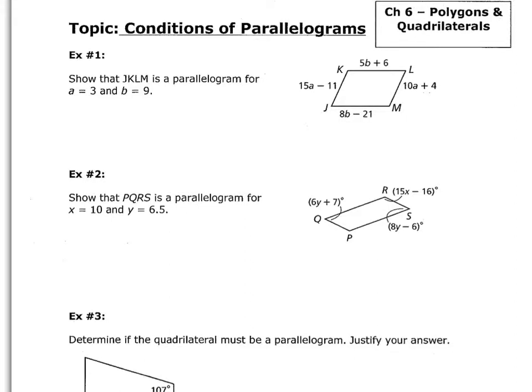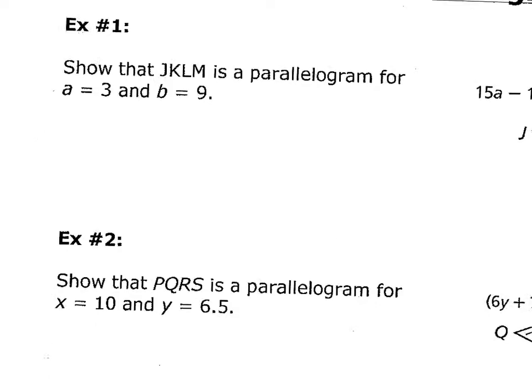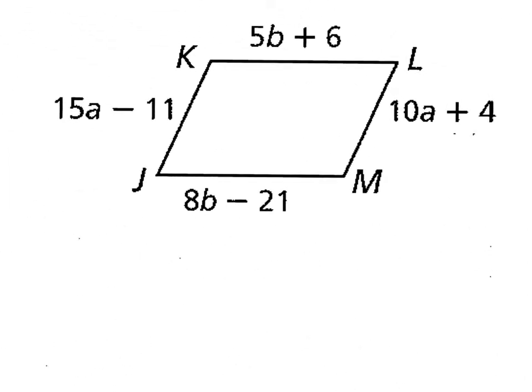Hey guys, today we're going to be talking about conditions of parallelograms, and we're just going to go through a few examples and show if something is a parallelogram or it is not. Okay, so number one, it says to show that JKLM is a parallelogram when A equals 3 and B equals 9. The first thing you need to know is that a quadrilateral is a parallelogram if its opposite sides are congruent. So that's what we're looking for here.